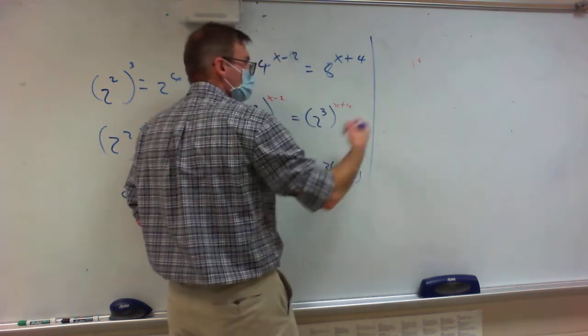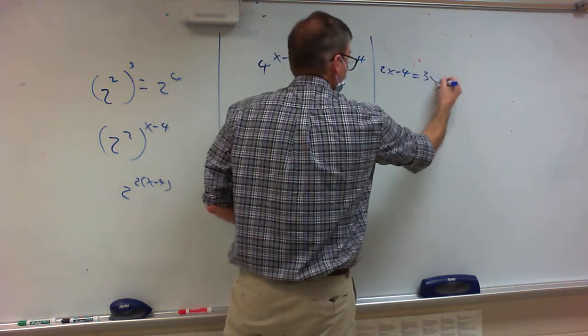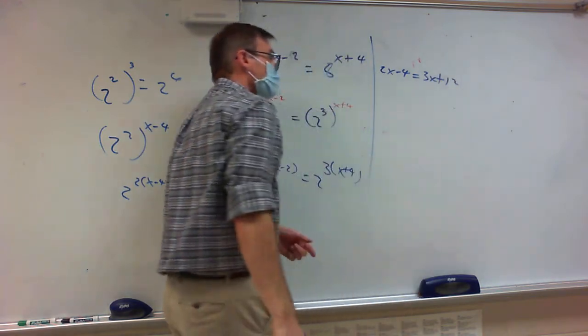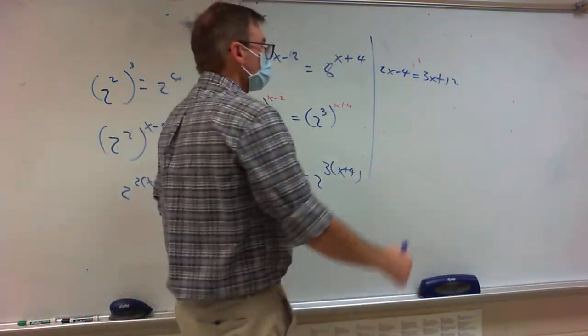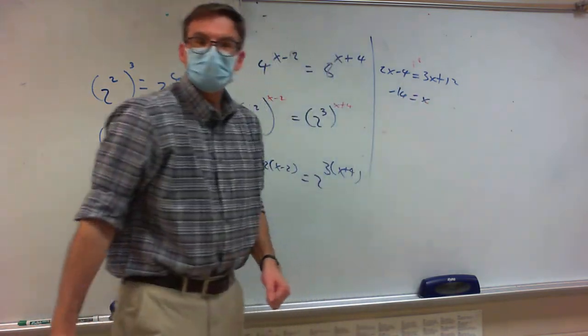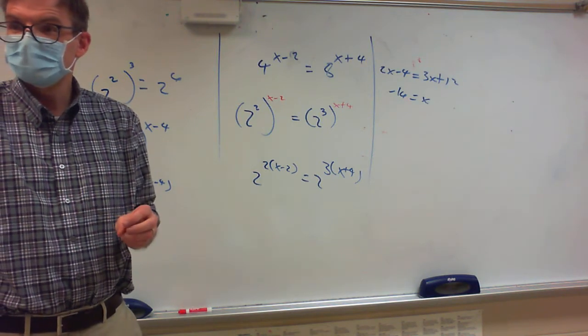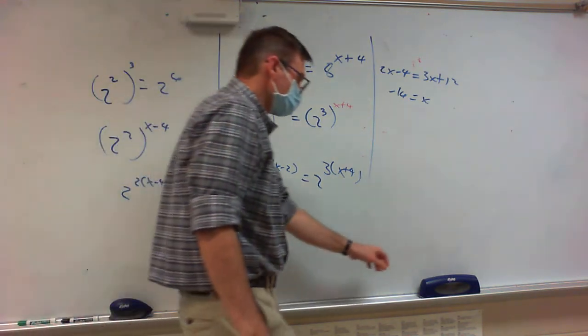So I'll go ahead and distribute this. That gives us 2x minus 4 is equal to 3x plus 12. And now this isn't such a bad problem. Subtract to get an x, subtract to get a negative 16. Does that make sense? Okay, your turn.